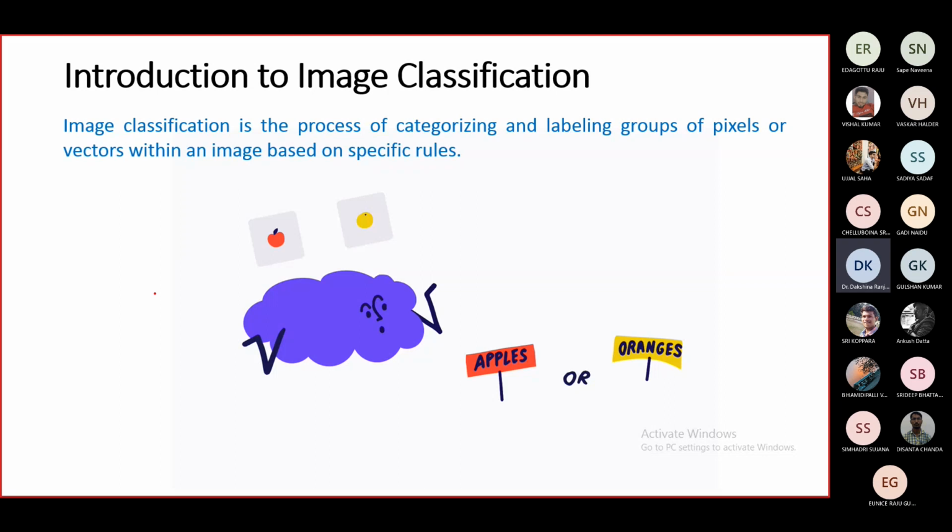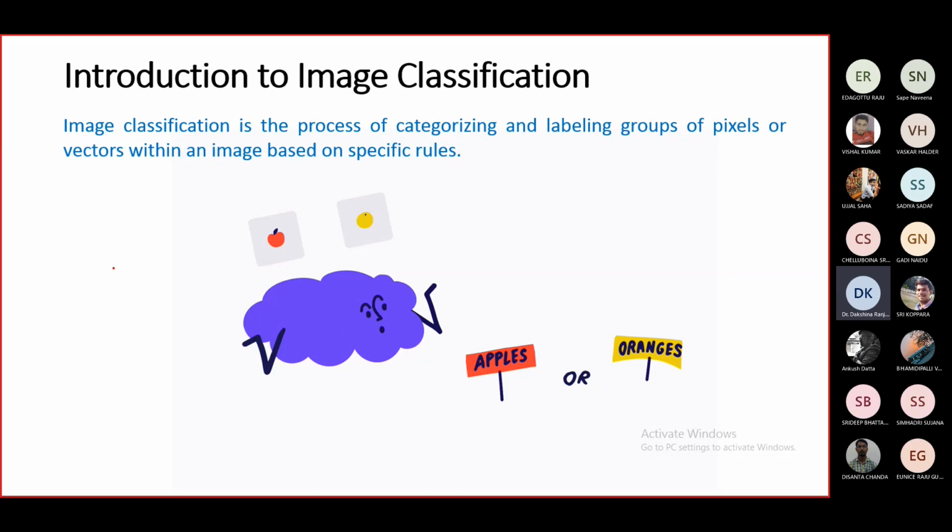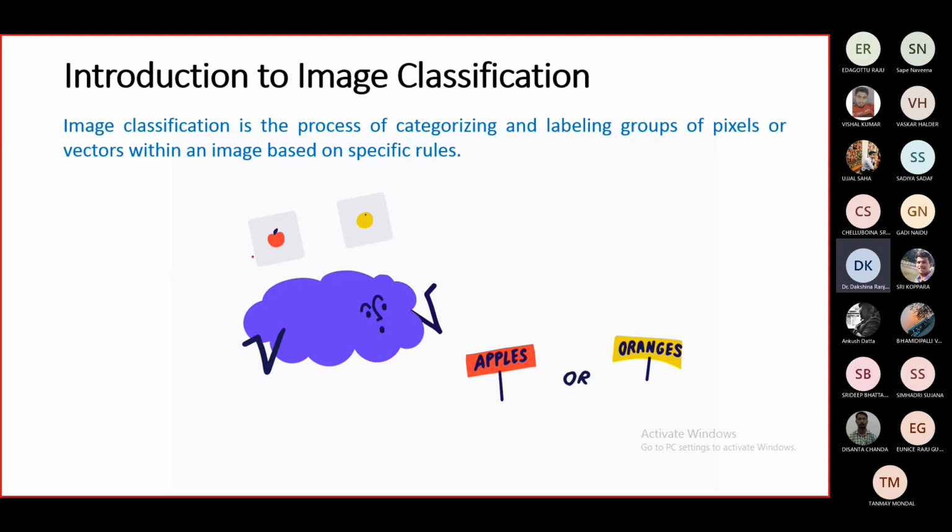Now, if we consider there are two images, okay? So we don't know what these images are. Now there is a classifier. So this object is labeled as the classifier. So this is the classifier, and these two are the images. And we don't know about these two images.